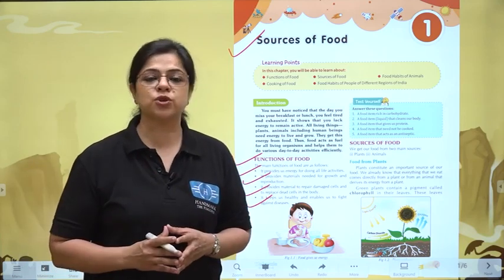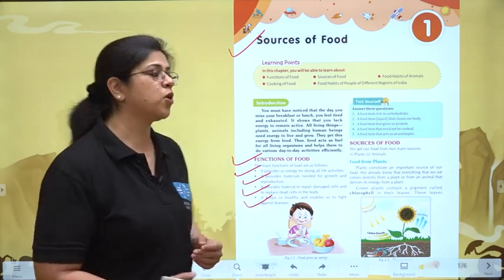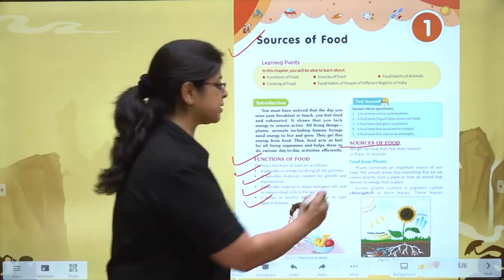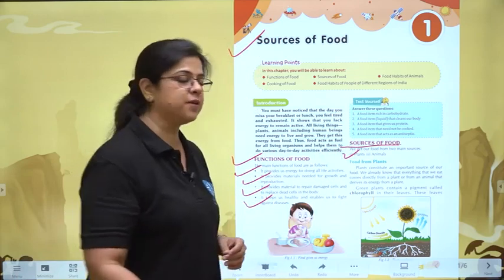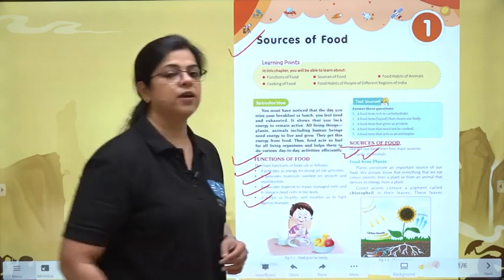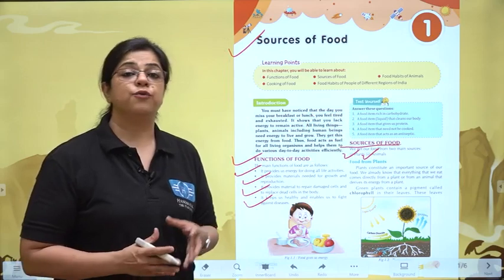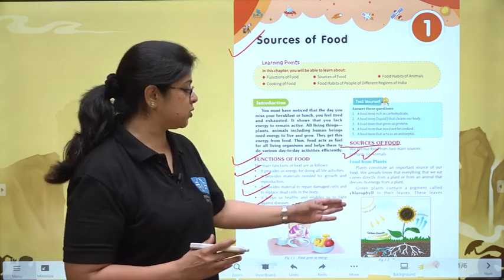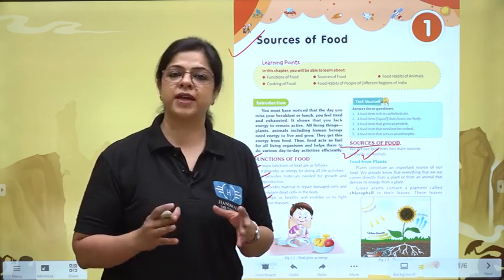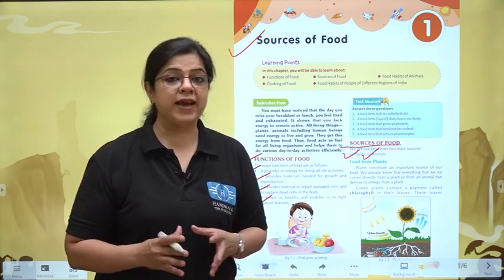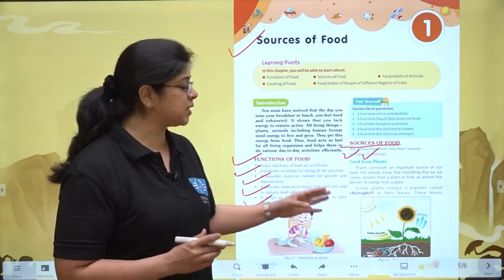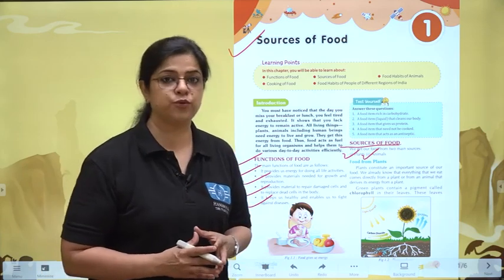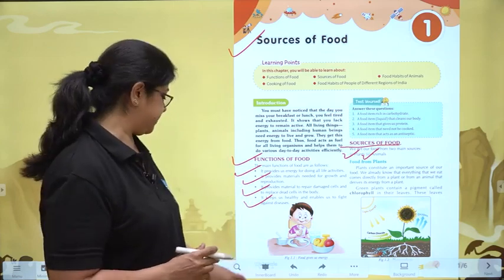Now coming to sources of food, there are two important sources of food. We get food from plants and animals. Now, food from plants. We all know that animals and human beings both depend on plants for their food requirement. And why is this? This is because plants prepare their own food. Now, how do plants prepare their own food? Let's have a quick recap.